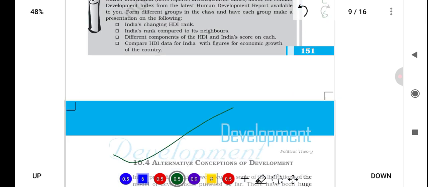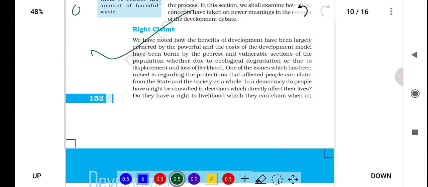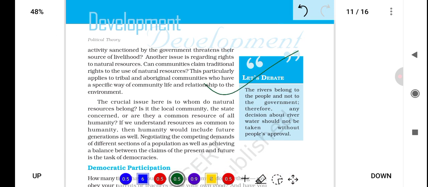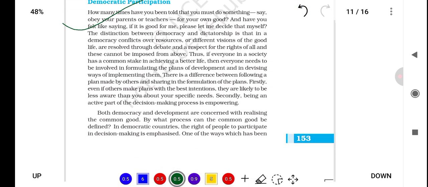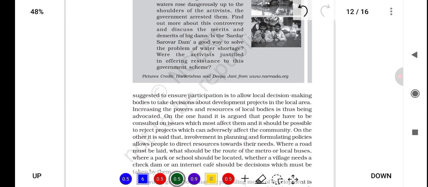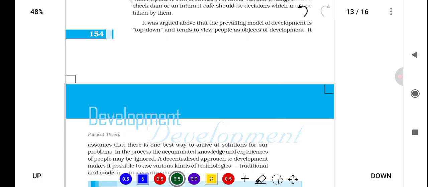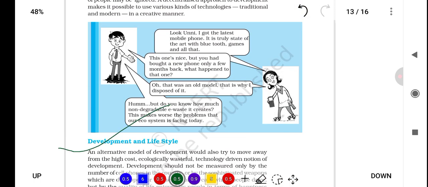Alternative conceptions of development. Let's do it section for you guys. Answer this in the comment section below. Then right claims. Let's debate section. Democratic participation. Let's think section. This is a Narmada Bachao Andolan one. Development and lifestyle.